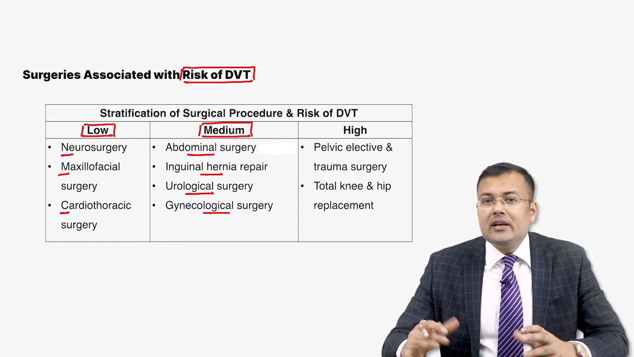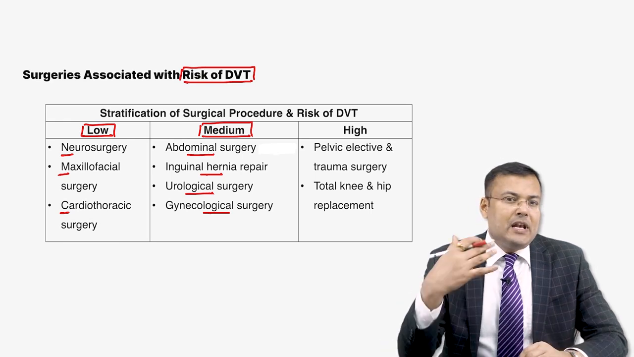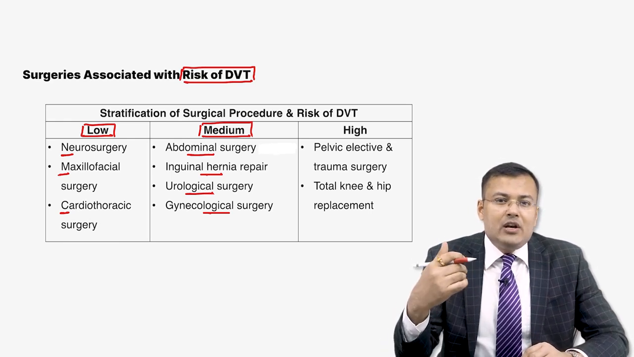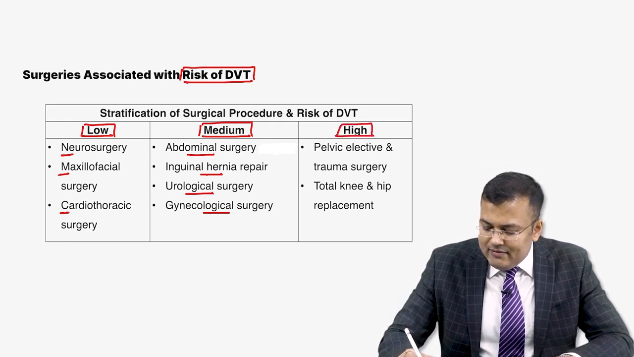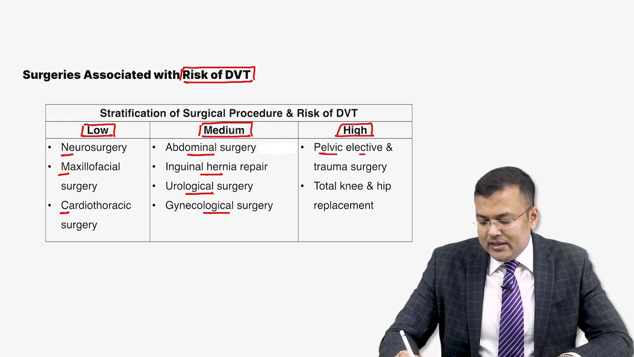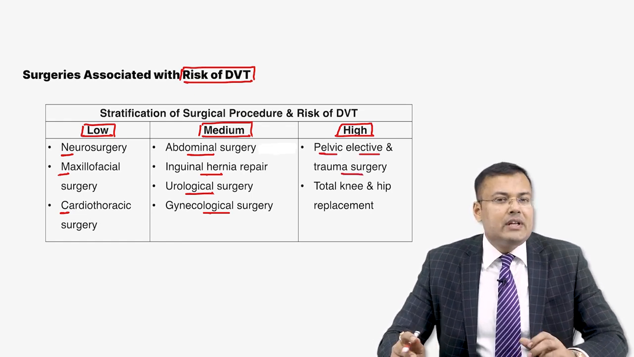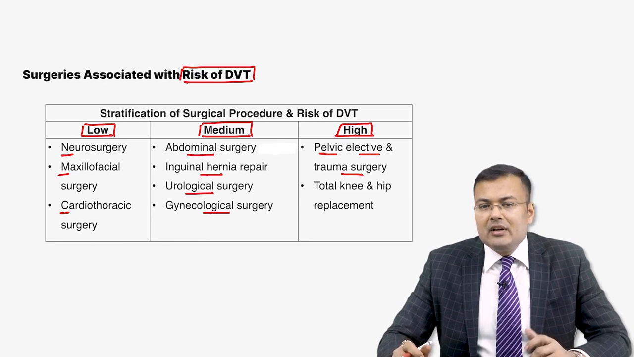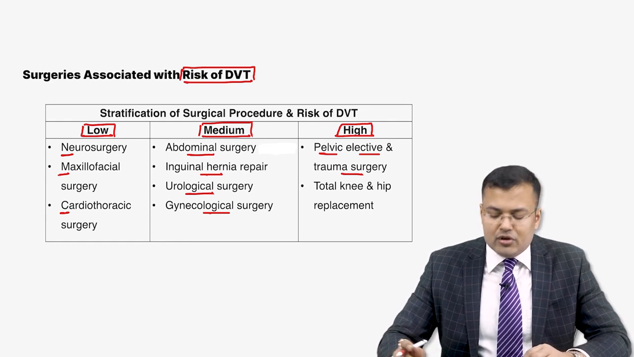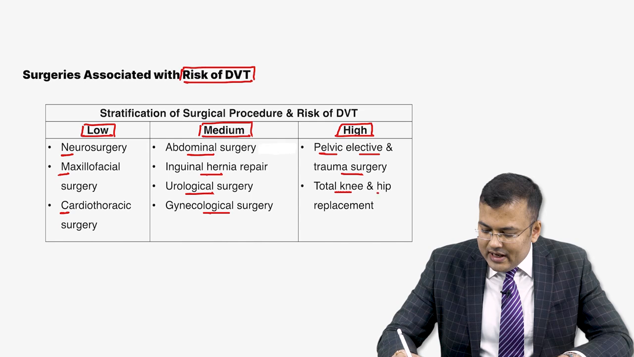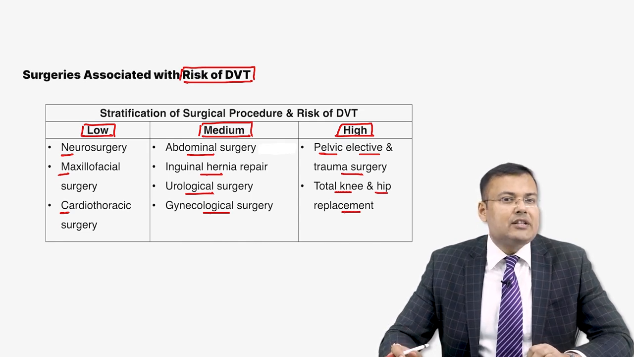High risk is orthopedic surgery, pelvic and lower limb. Can you see here, high risk in pelvic surgeries. It doesn't matter whether it is elective or trauma surgery, when there is hip replacement or hemiarthroplasty. So pelvic, elective or trauma surgery, total knee and hip replacement have high risk of DVT.